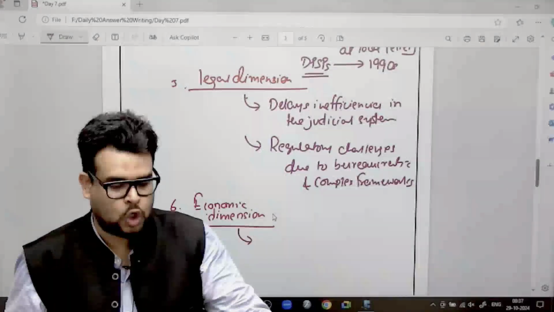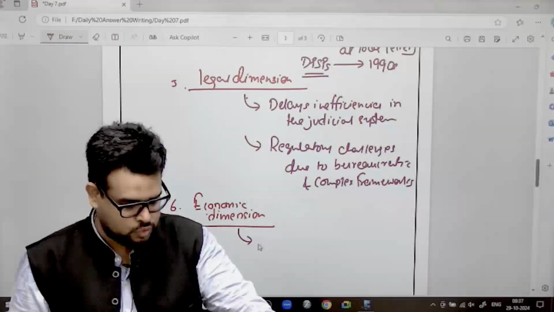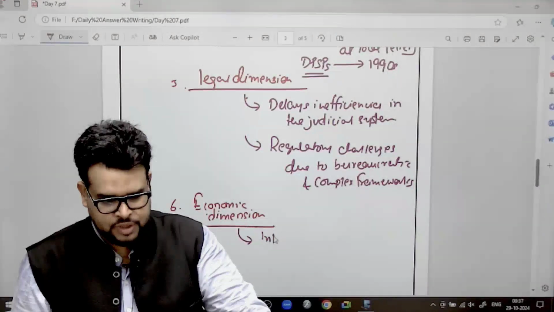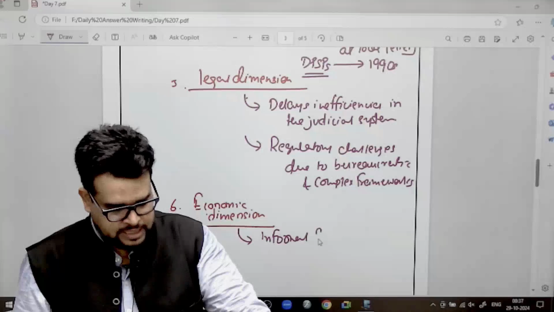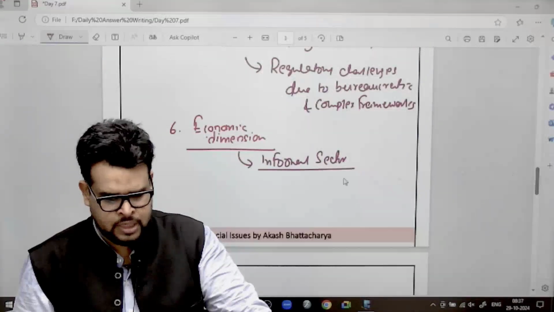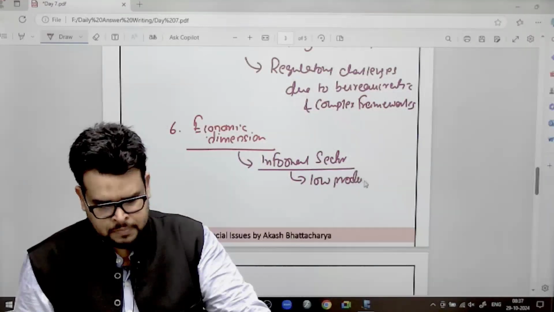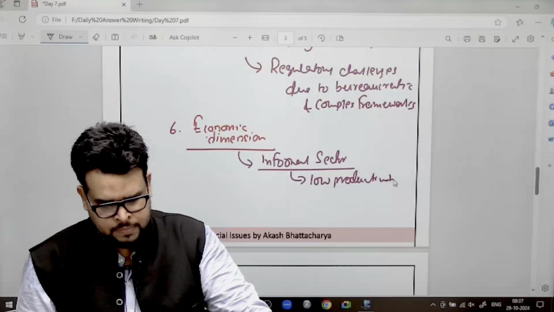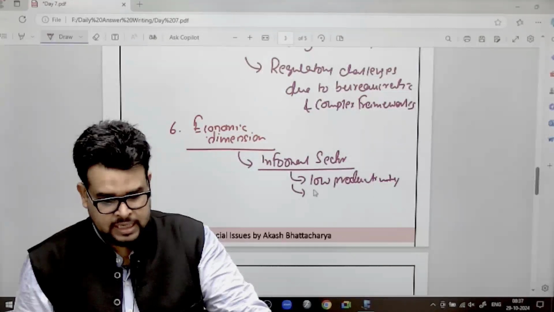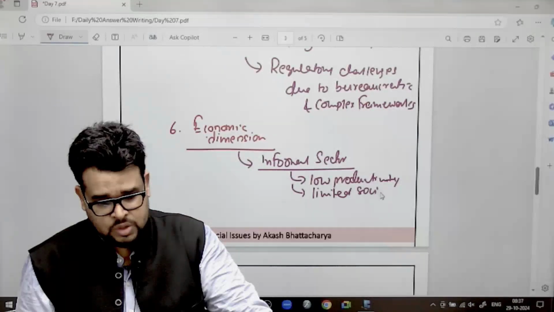But you can shorten this also. You can write 2-3 dimensions only. That can also work. Economic dimension mein you can write informal sector. Ab agar there is informal sector, what is the problem? The problem with informal sector is low productivity. Second important thing is they do not have any social security. So I can write limited social security.